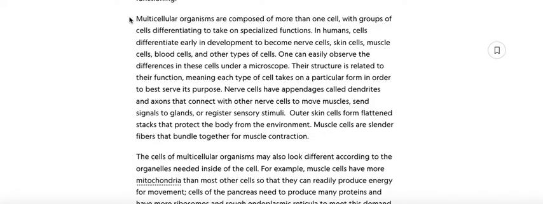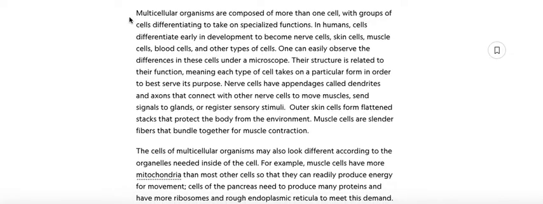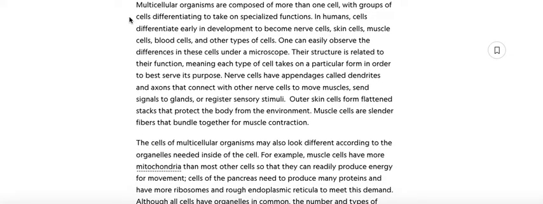Multicellular organisms are composed of more than one cell with groups of cells differentiating to take on specialized functions. In humans, cells differentiate early in development to become nerve cells, skin cells, muscle cells, blood cells, and other types of cells. One can easily observe the differences in these cells under a microscope.